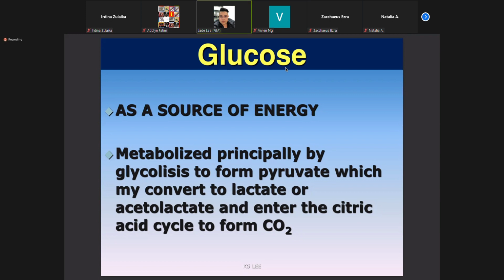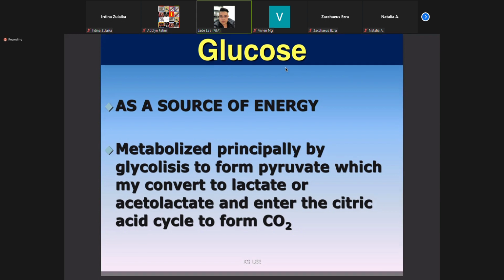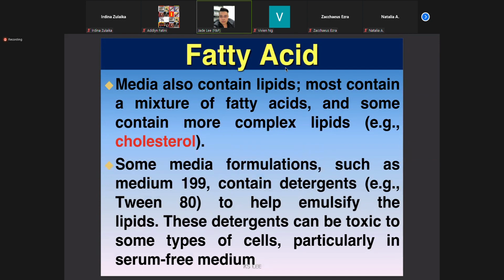So glucose, after being hydrolyzed, will become water and carbon dioxide. Media also contain lipids. Most contain a mixture of fatty acids, and some contain more complex lipids such as cholesterol. In some media formulations, such as medium 199, they contain detergents, for example Tween 80, to help emulsify the lipid. These detergents can be toxic to some cell types, particularly in serum-free media, so when you use Tween 80 you need to be very careful, because sometimes they can be toxic to the cell. But they are useful to emulsify the lipid.